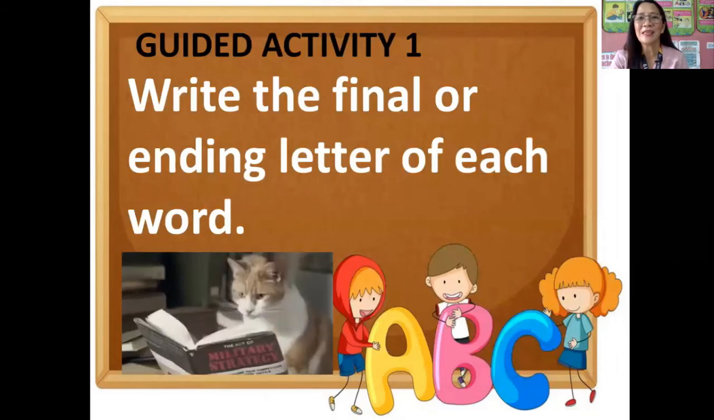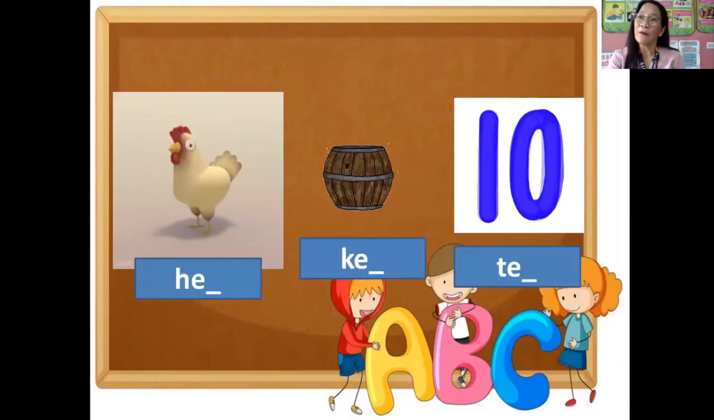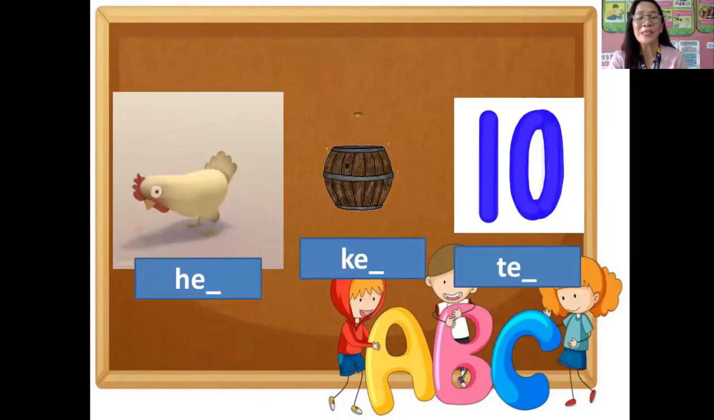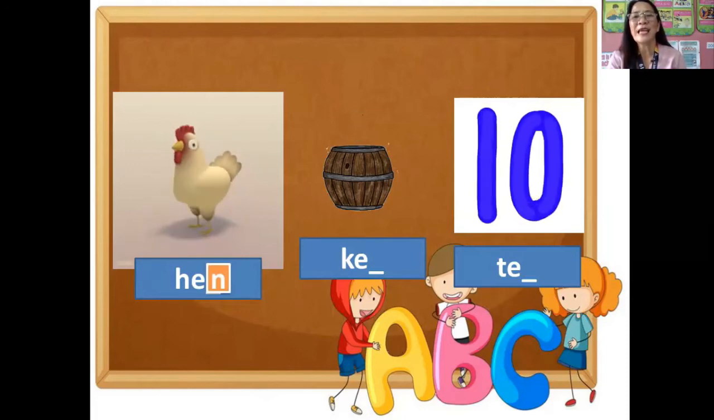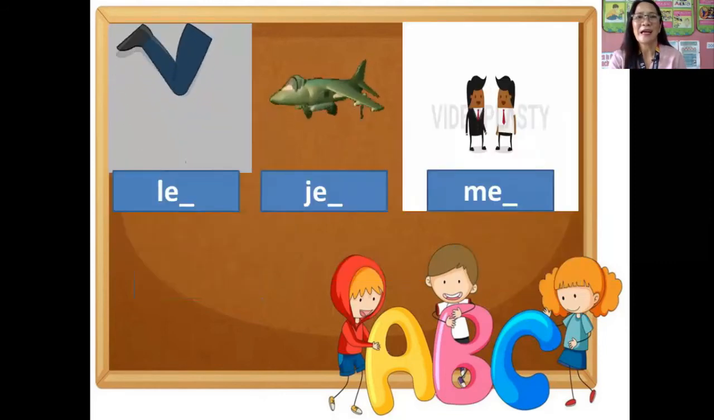Write the final or ending letter of each word. Now, we have here the picture. I'm going to answer the first picture. Then after this, you answer this up to the end. The picture of a hen. The final sound to complete the word hen is letter N, or the sound of N. Okay? Continue answering this one up to the last number.